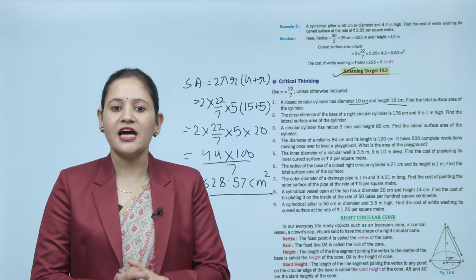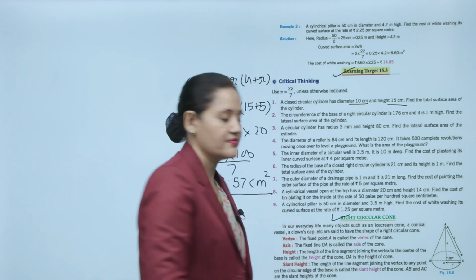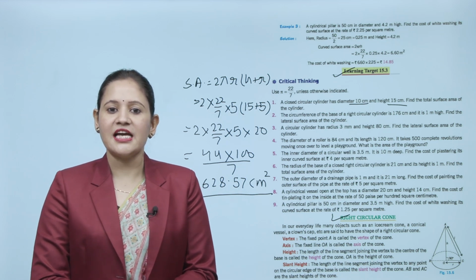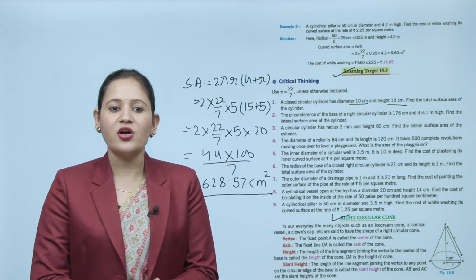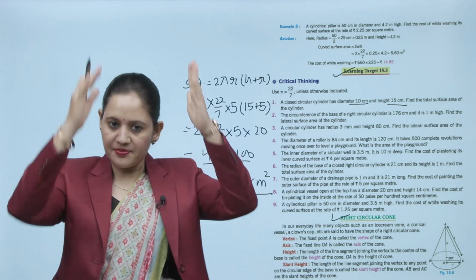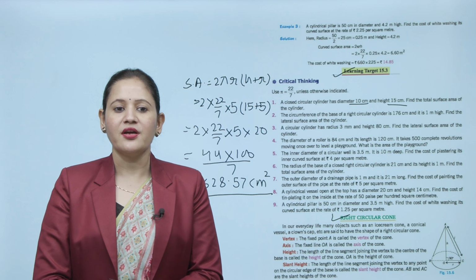Next topic is right circular cone. In our everyday life, many objects such as an ice cream cone, a conical vessel, a clown's cap, etc. are said to have the shape of a right circular cone. Like a birthday cap, a tent, all these are of the shape of a cone. Vertex.